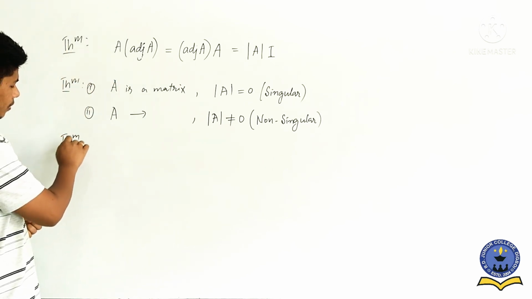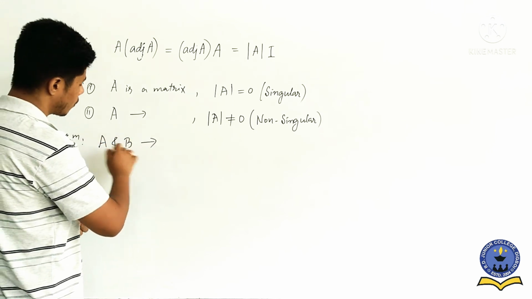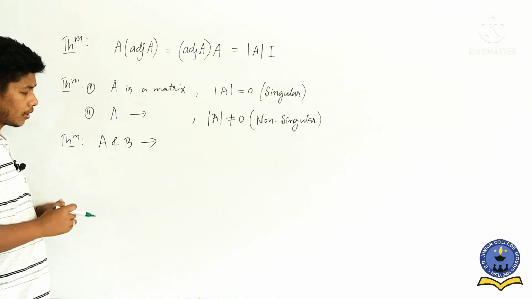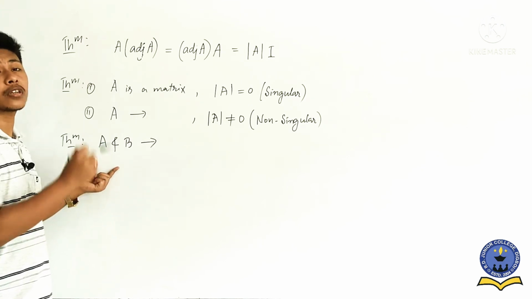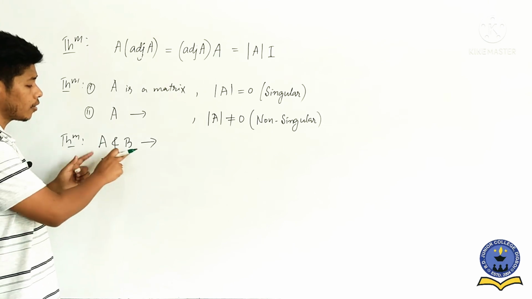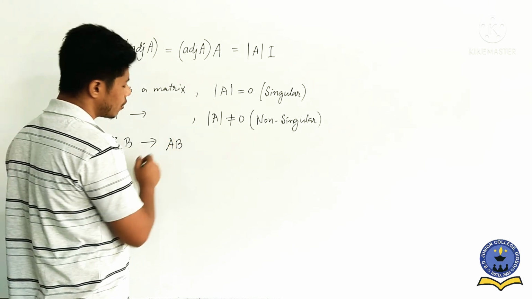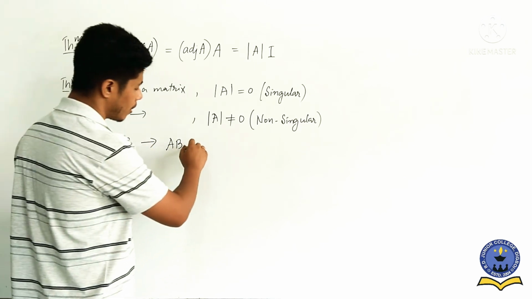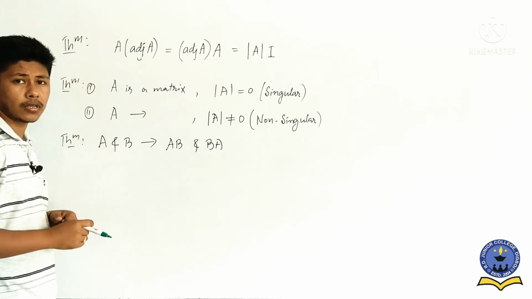So after that, another theorem is here. If A and B are two non-singular matrices, that means their determinant values are not equal to 0, then their product is also non-singular: AB and BA. So these two are also non-singular.